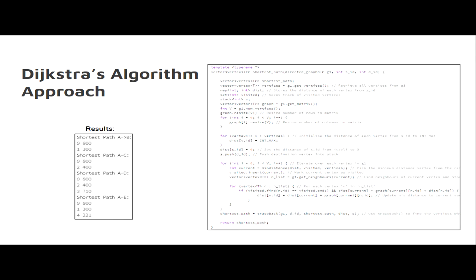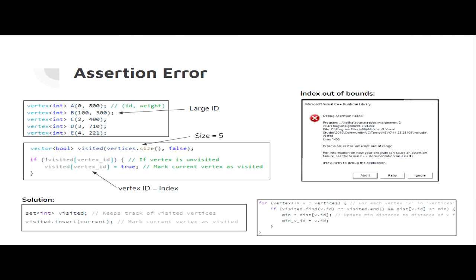I then tried a different approach which used Dijkstra's algorithm. This approach worked for all cases in the assignment graph. However, when setting the vertex IDs to large values like 100, this approach would get an assertion error.